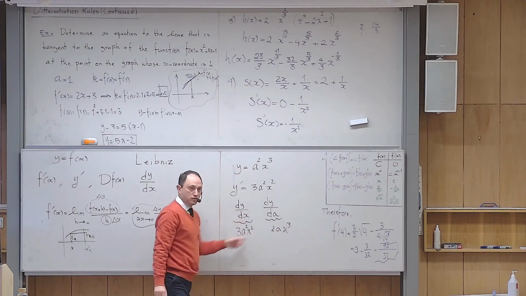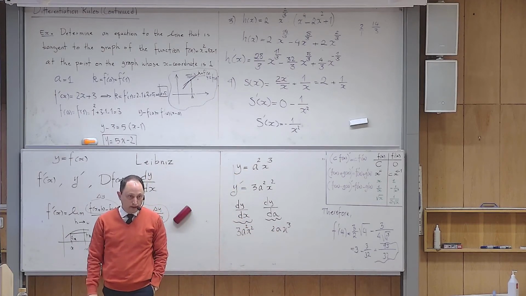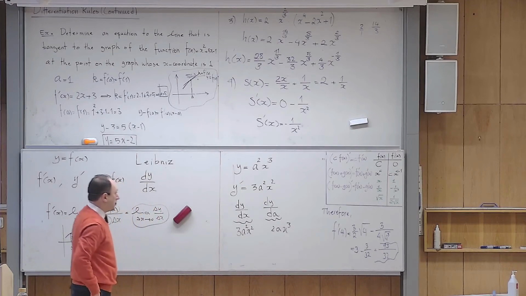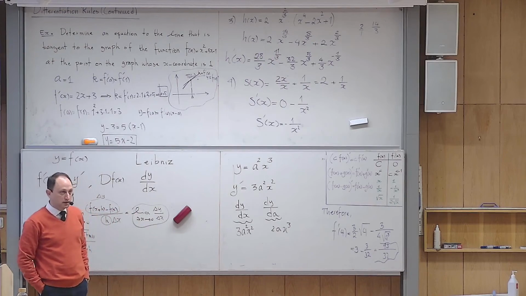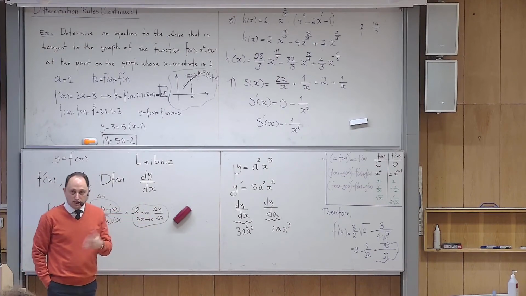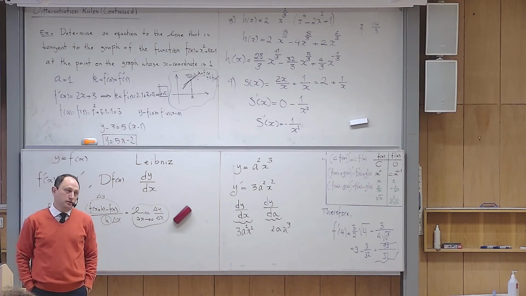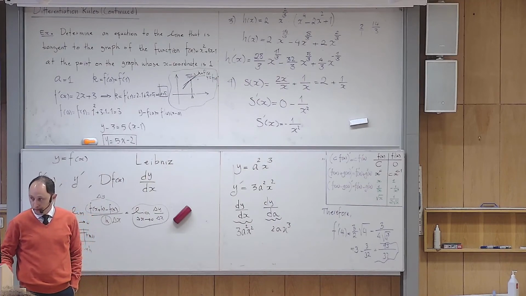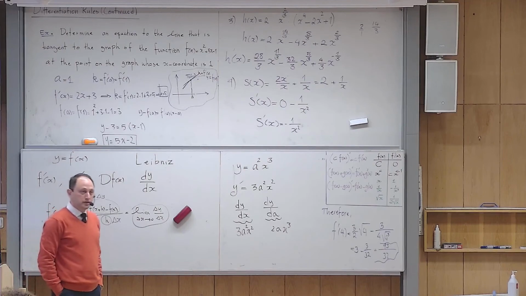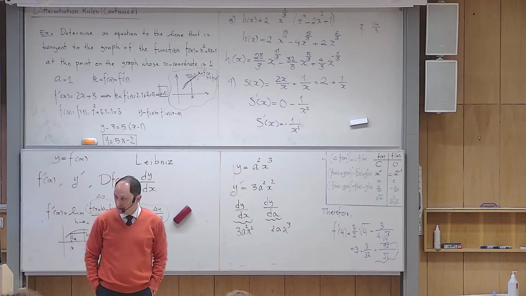So you see that the answers are different. So this is also good about Leibniz notation. If you have more than one variable in your function, the Leibniz notation can emphasize which one is your variable and which one is your parameter, a constant. Okay, any questions? Okay, thank you.